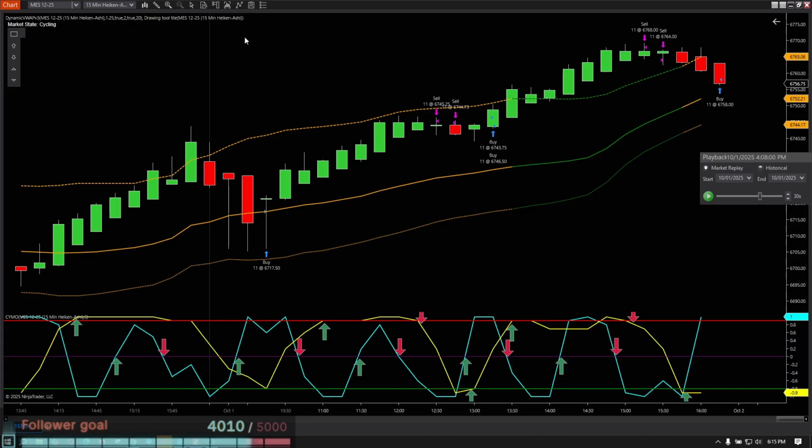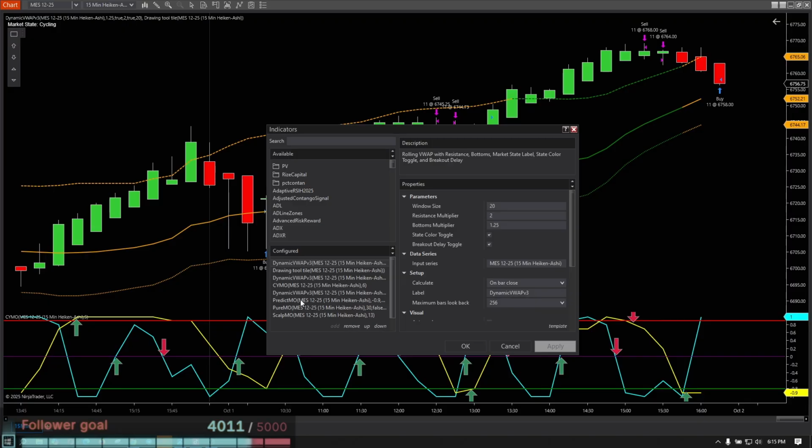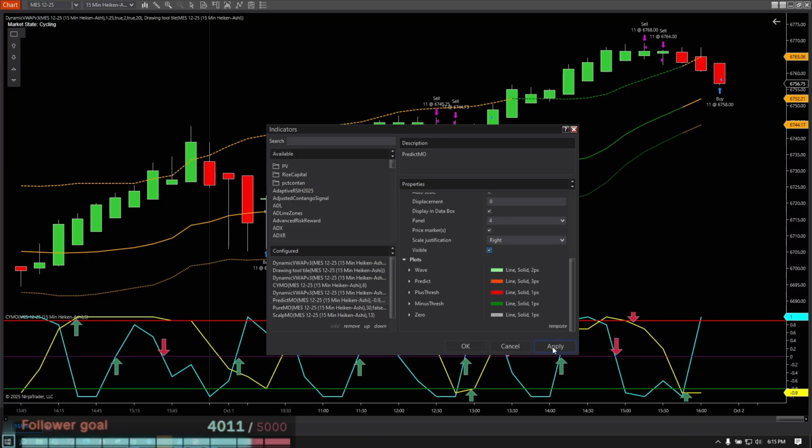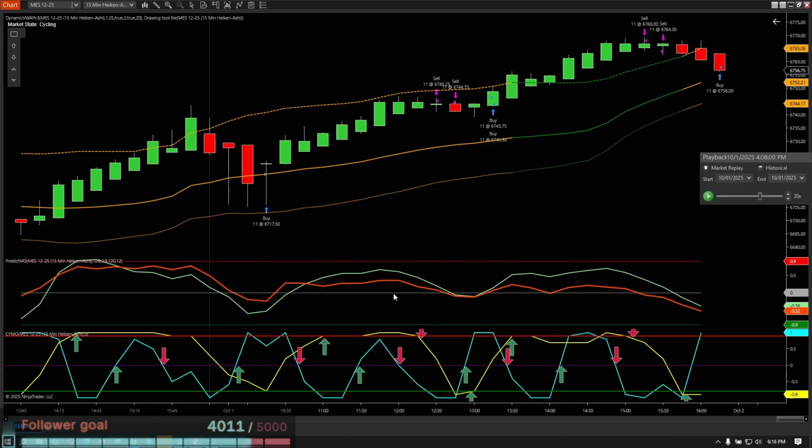Now, if you wanted to see what Predictmo looked like in a situation like this, let me go ahead and bring this bad boy up, okay? I'm going to show you how to use it in a way that's a little bit different, okay? Now, the 15-minute chart is a great chart, and I'll tell you why. Because it has 27 bars in a day, okay? From 9:30 in the morning to 4:15 in the afternoon, which is when the futures market takes a pause, you have 27 bars, which means that in a week, you have 135 bars, all right?